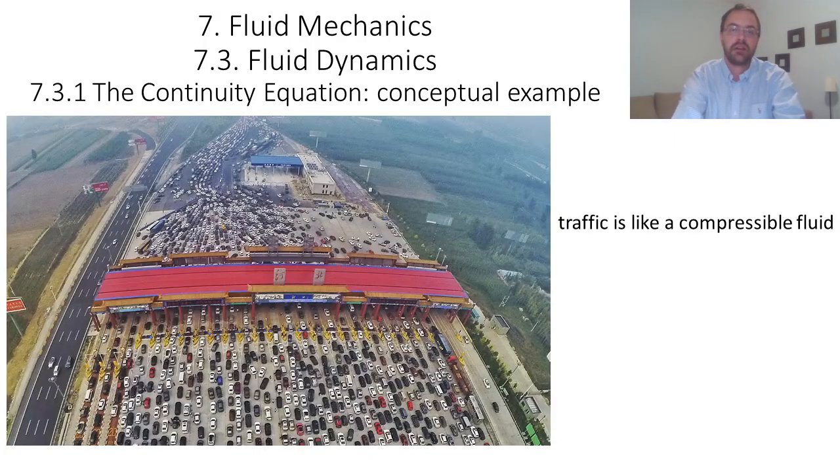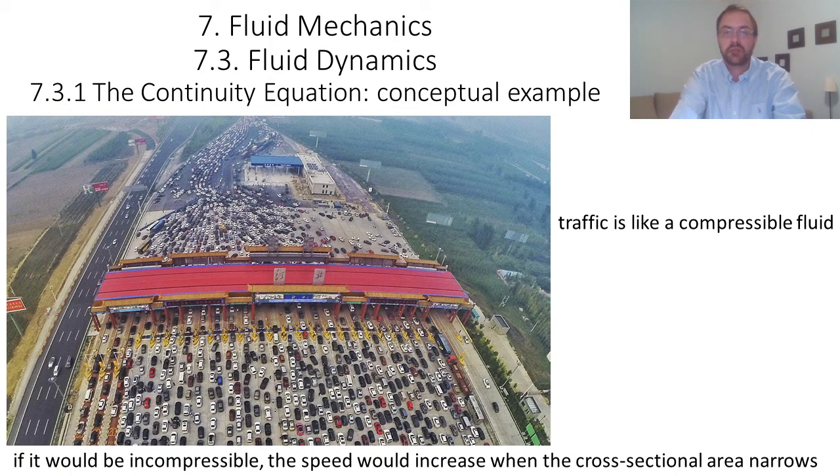An example of this is a traffic jam. Right? Traffic is like a compressible fluid. So when the section gets narrower, the speed does not increase, it is the density that increases. In fact, if traffic would be an incompressible fluid, then the speed would increase when there is a narrowing.